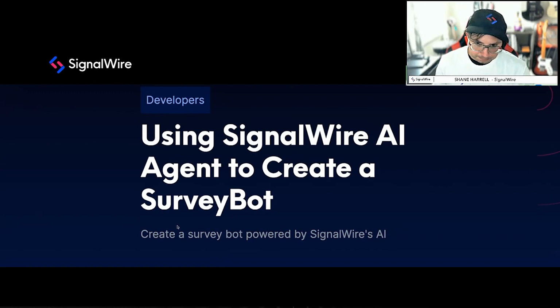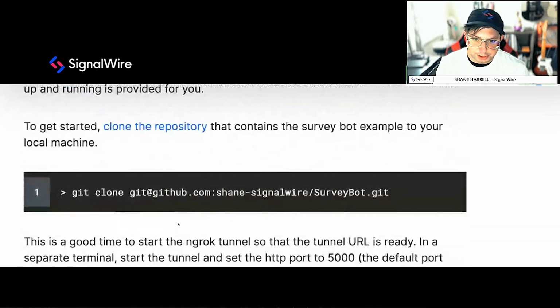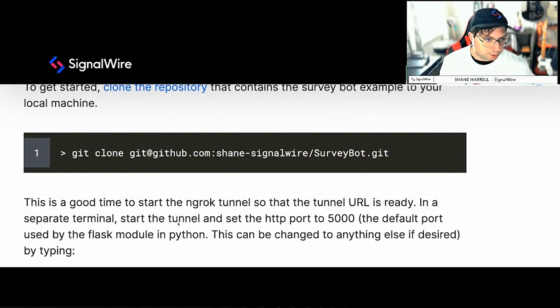So let's go ahead and get started. Again, this is going to be a technical demonstration. So I'm going to go ahead and just basically walk right through this blog that I've put out, which covers the same topic. You can find it on signalwire.com/blogs, and just look for SurveyBot and you'll have everything here. So we're going to go ahead and clone this Git repo, which has all the code and everything necessary to actually run this example.